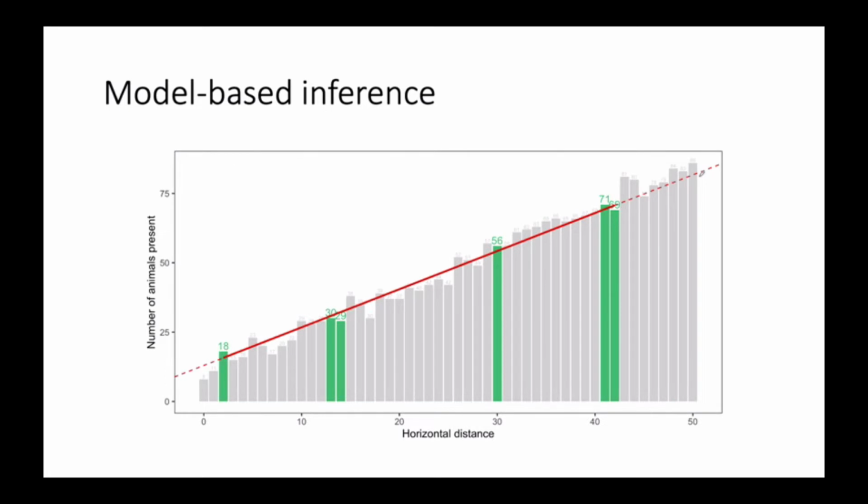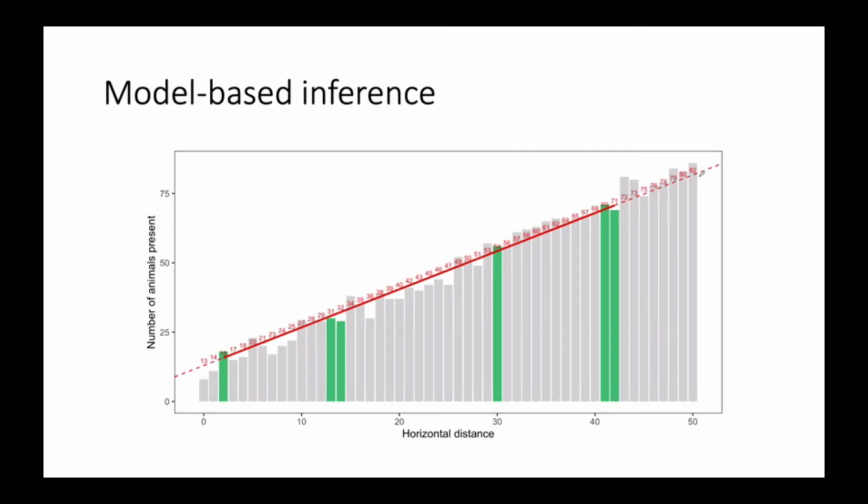In contrast, with model-based inference, we try to build a model that will predict animal abundance from some covariate. Here, that would need two things. Firstly, we'd need to know that animal abundance is partly dependent on horizontal distance, and secondly, we'd have to have a way of measuring that covariate. Assuming that we've got those at each of our 6 sites, we can fit the regression line shown by the red line. That model allows us to predict animal abundance at any of the 51 sites.